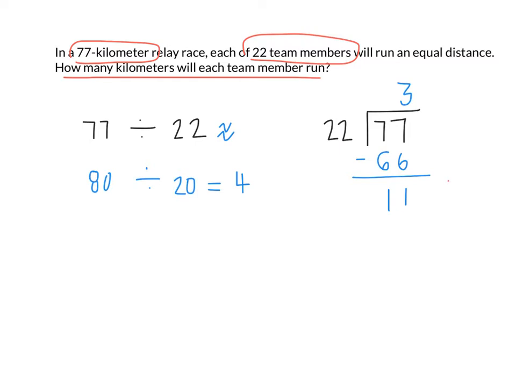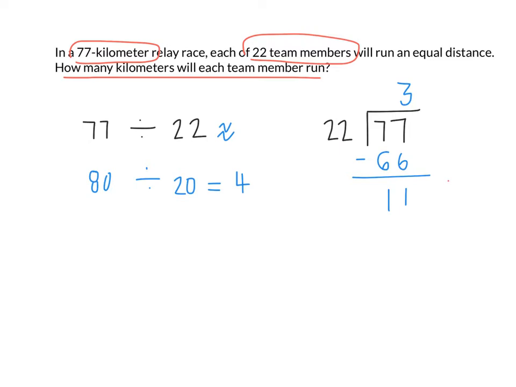What are we dividing here? 77 what? Kilometers. And it's in a race, right? How many of you guys have ever run a race or watched a race? Have you guys ever watched a relay race where people share and pass a baton and keep running? Okay, so if altogether they have to run 77 kilometers, we know that each person needs to run at least 3 kilometers, right? Because when we divided 77 by 22, we got 3. Then we got remainder 11.